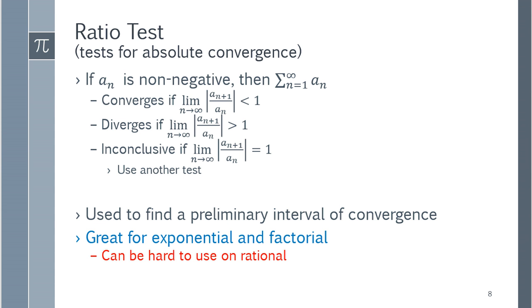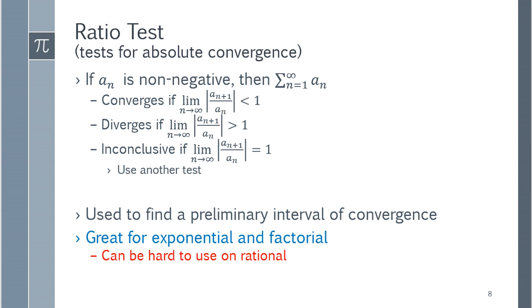And this is kind of our trick anytime we're doing a test for absolute convergence: we just stick everything inside an absolute value. And we talked about how, when we were finding our preliminary interval of convergence, when we do the ratio test, the series converges if the limit of the comparison of the n plus first term to the nth term is less than 1. Diverges if that limit is greater than 1, and is inconclusive if that limit is equal to 1. In other words, we would have to use a different test.